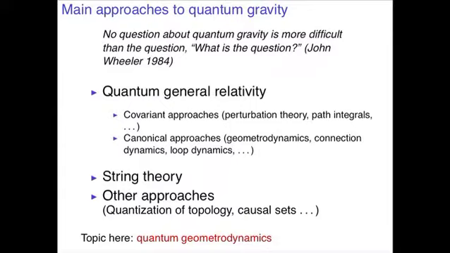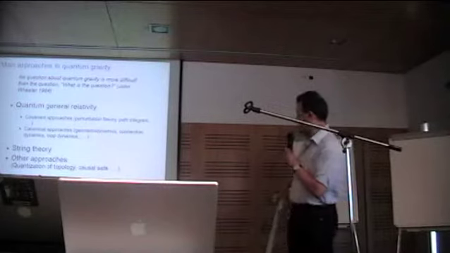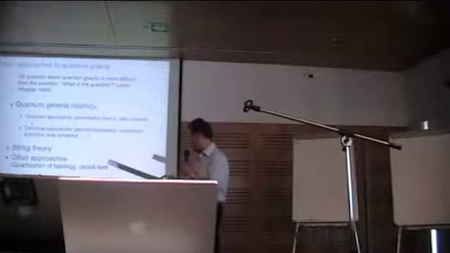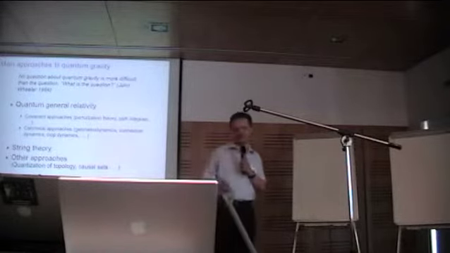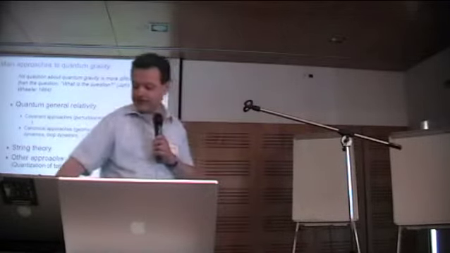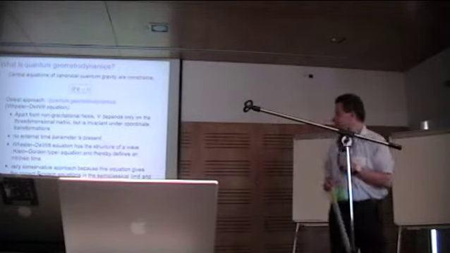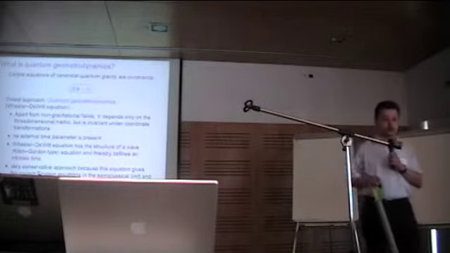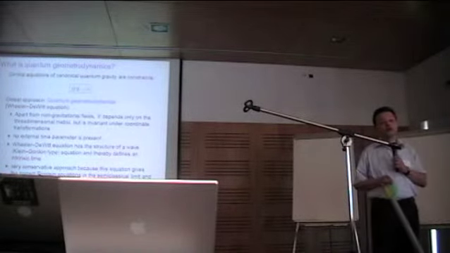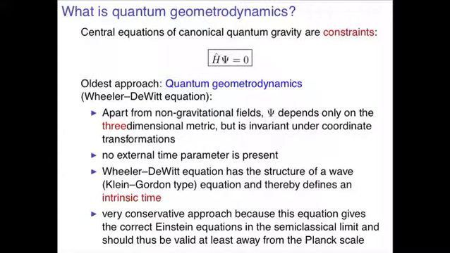Basically, you can distinguish between approaches that directly quantize just gravity, quantum general relativity, or you go to more general frameworks such as string theory, also other approaches. My topic here is quantum geometrodynamics, which is the oldest version of canonical quantum gravity. So what is quantum geometrodynamics? All approaches have at their central equations constraints, H psi equals 0, and the oldest approach is the one with the Wheeler-DeWitt equation.